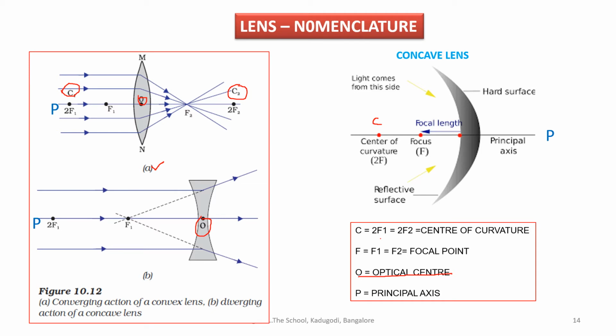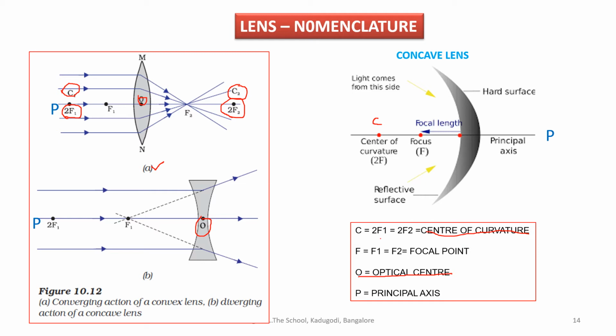So C is nothing but, what is C? Center of curvature. C is center of curvature. So C can be written as 2F1 from the left side and 2F2 on the right side. Why are there two letters given here?